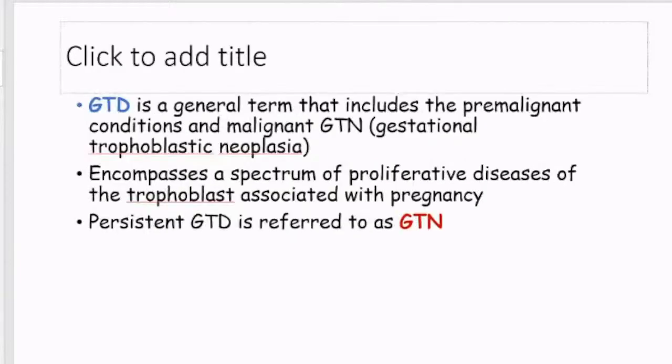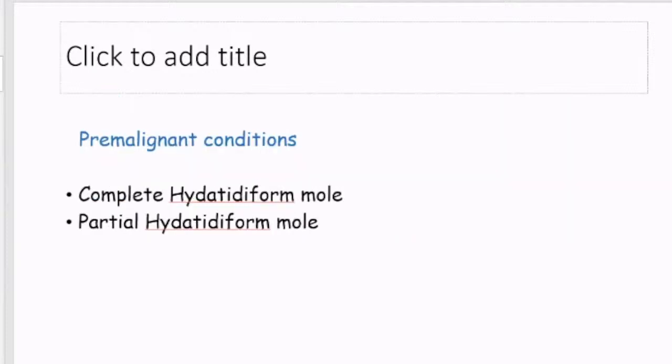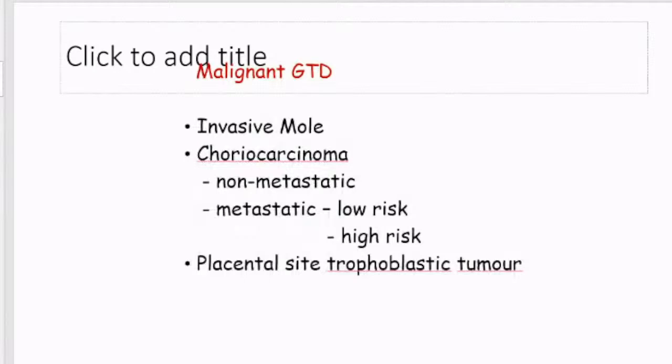So it includes the pre-malignant conditions, which are the hydatidiform mole, complete mole and partial mole, and the malignant gestational trophoblastic neoplasia. The pre-malignant conditions are complete and partial mole. Among the malignant conditions, you can have invasive mole, you can have choriocarcinoma, which is non-metastatic or metastatic, and the placental site trophoblastic tumor, which is a totally different entity and can sometimes come as a short note.